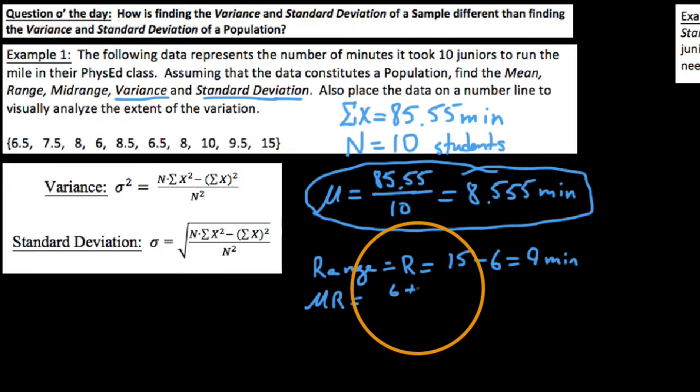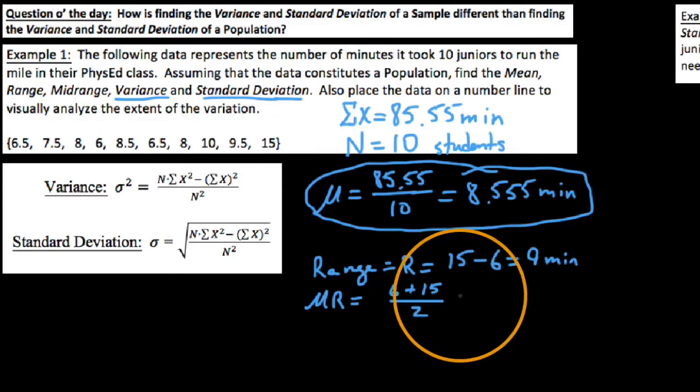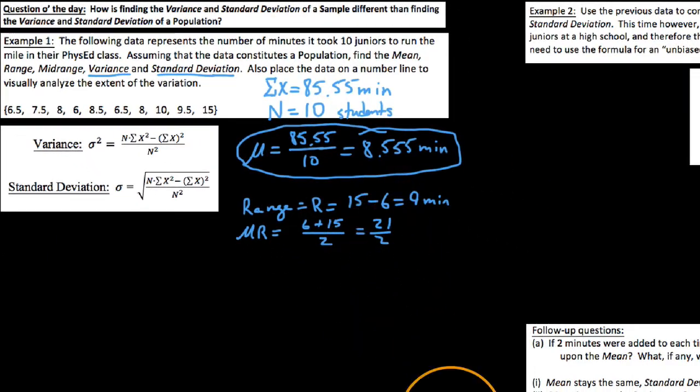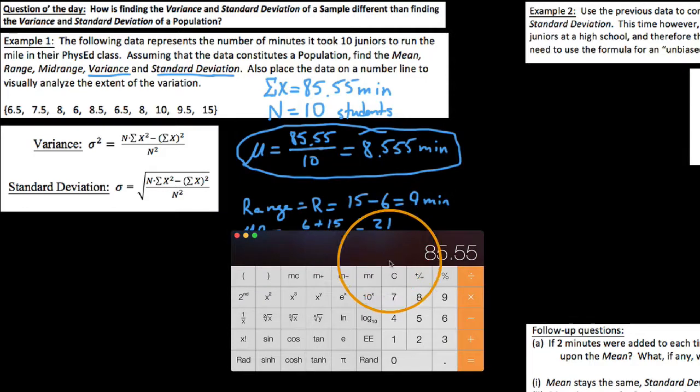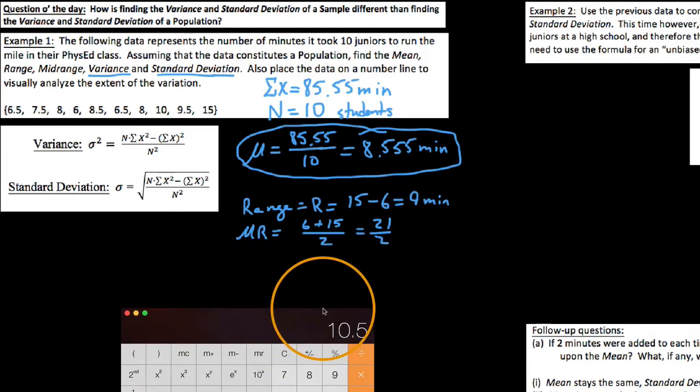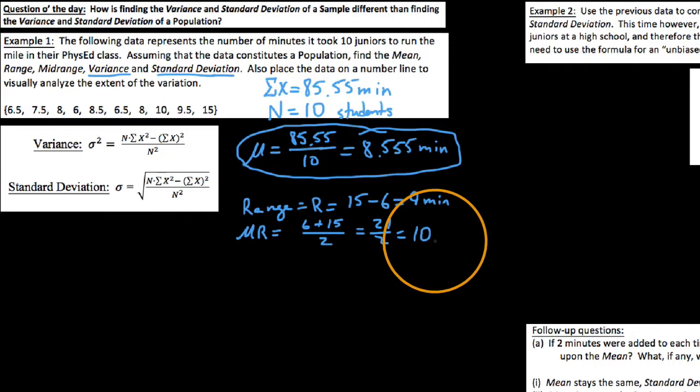We would say that that's 6 plus 15 over 2, and so we get 21 over 2. And certainly if you wanted to, we could use a calculator here, but 21 divided by 2, you're going to get 10.5. So we get 10.5, and we want to label this minutes.